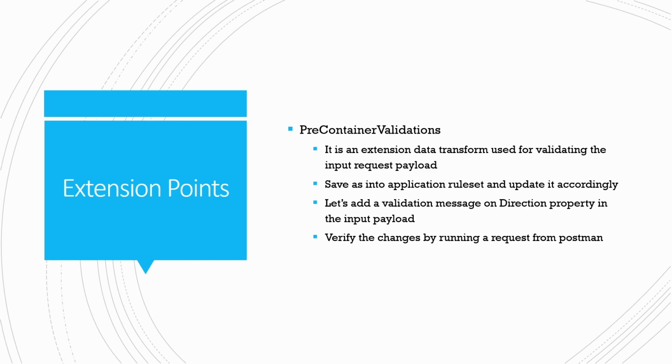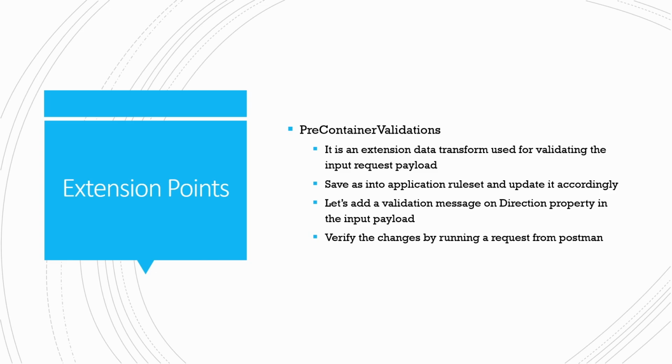Let's add a validation message on the direction property in the input payload. For example, if you do not send the value for the direction attribute in the input JSON payload, then we have to throw an error. Let us verify the changes by running a POST request from Postman.